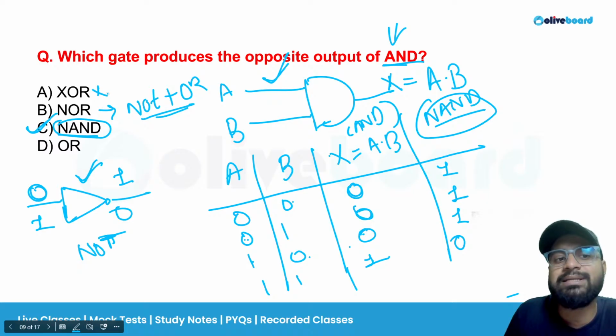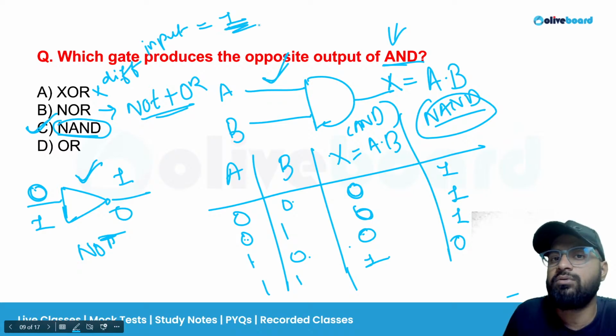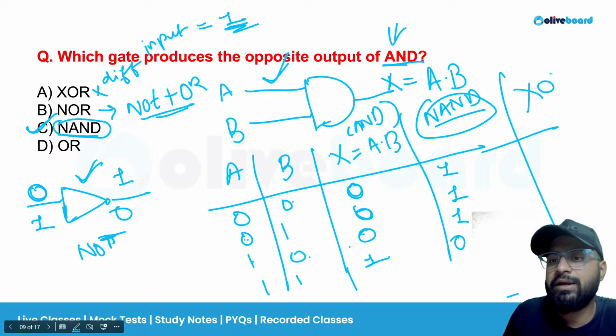XOR gate means, students, exclusive OR. That means if we have different inputs, it will give 1 as an output. Different inputs mean 1 output. Let me show you how XOR works here. For the same input, it will give 0.